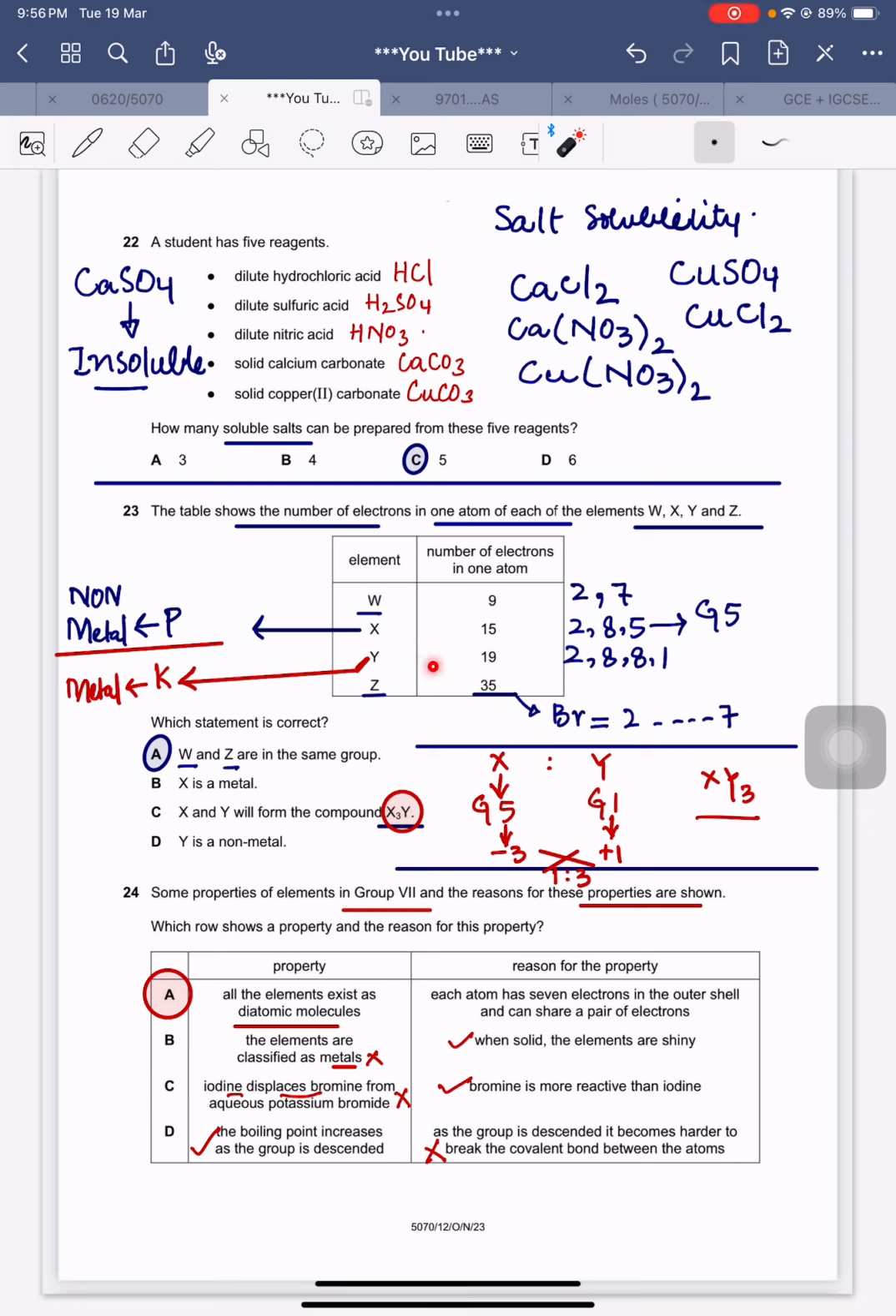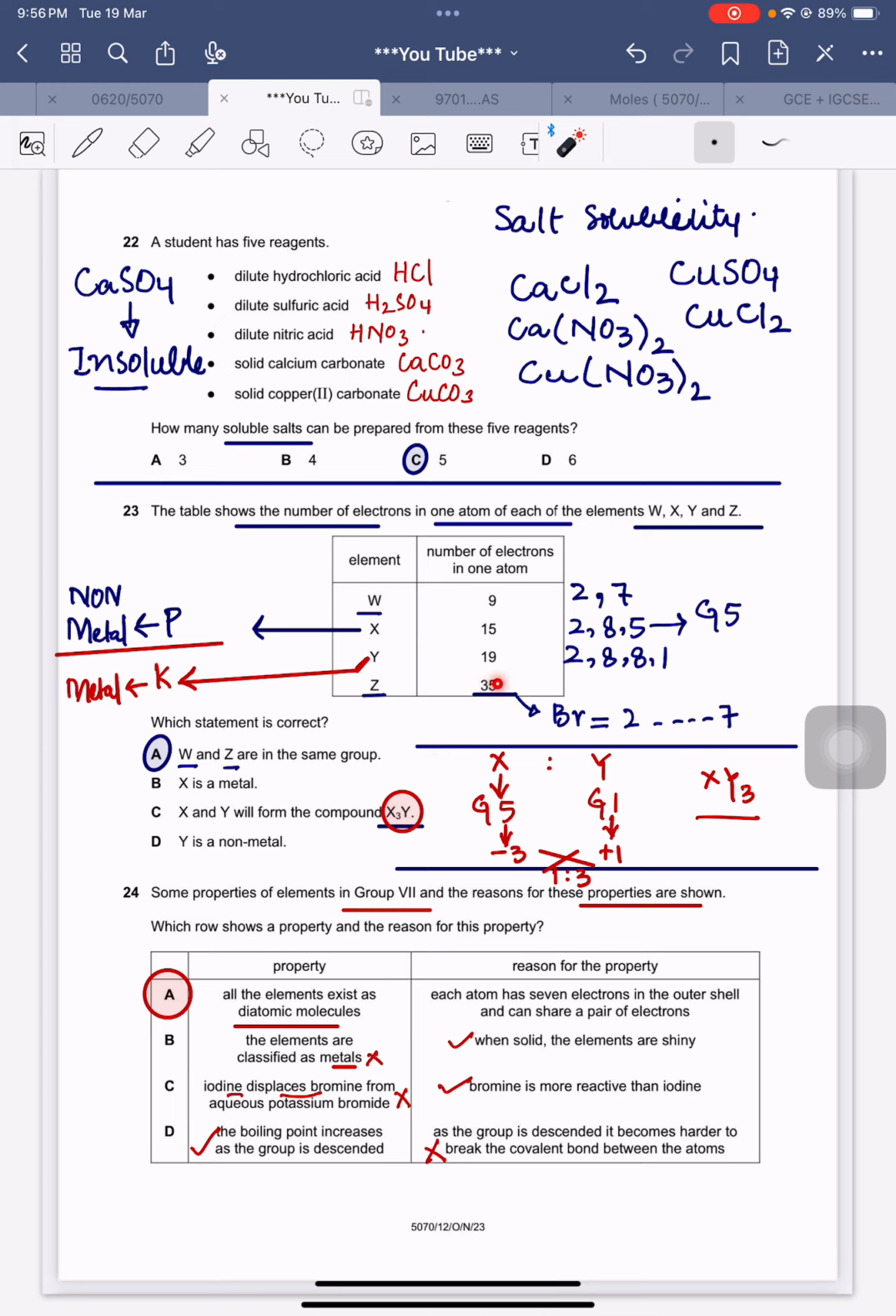Let's look at Y. Y is 19, 2, 8, 8, 1. So it is a part of group number 1. Which element is this 19? Potassium. We will have the periodic table for the MCQ paper. Then it is Z. So now what is Z? It is 35.